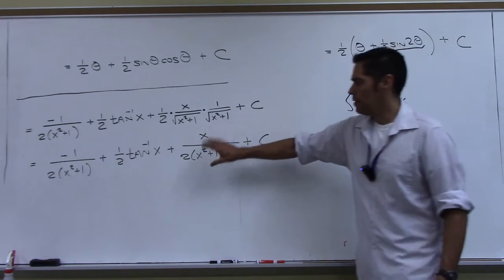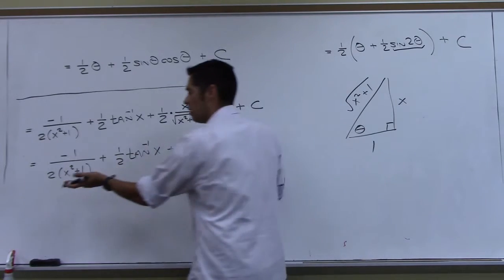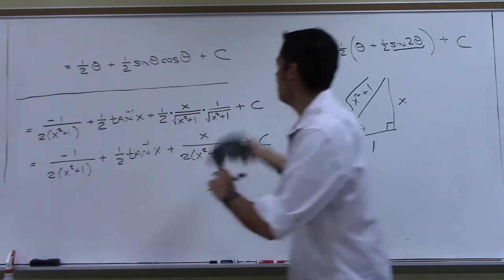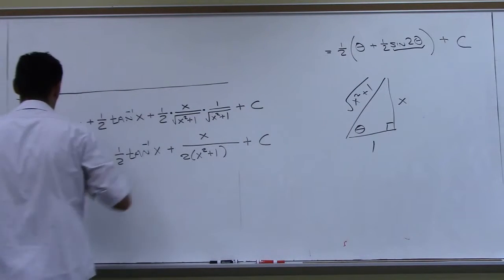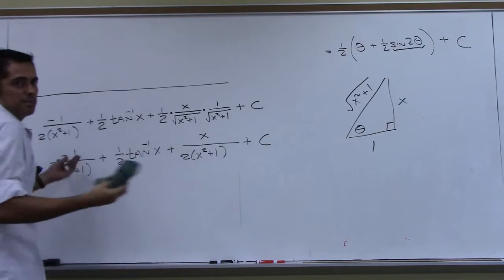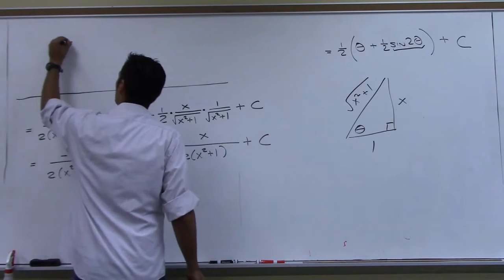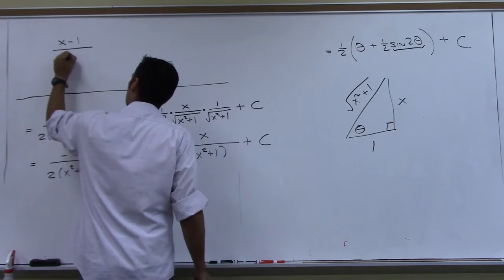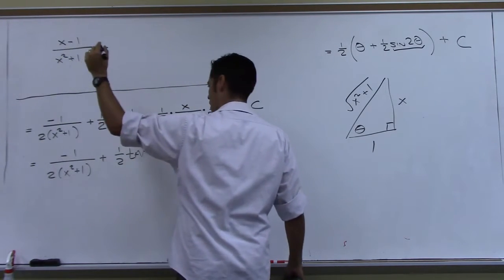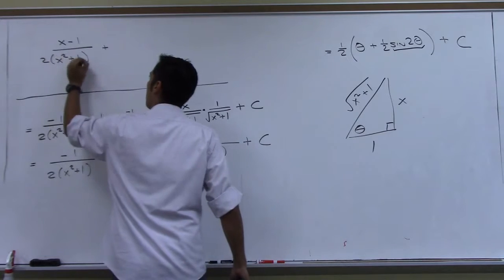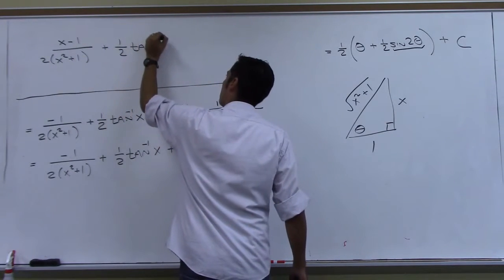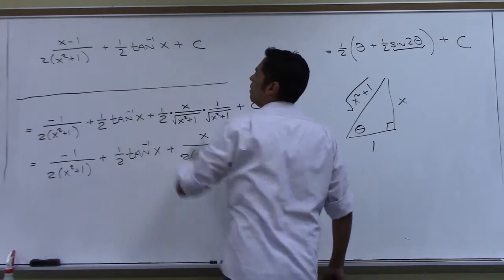And now these have the same denominators, that's what you're saying? So I could put those together, combine the numerators together, which would be -1 plus x. X minus 1 would be better, over x squared plus 1, then plus 2 times x squared plus 1, plus 1/2 arctangent x plus c.